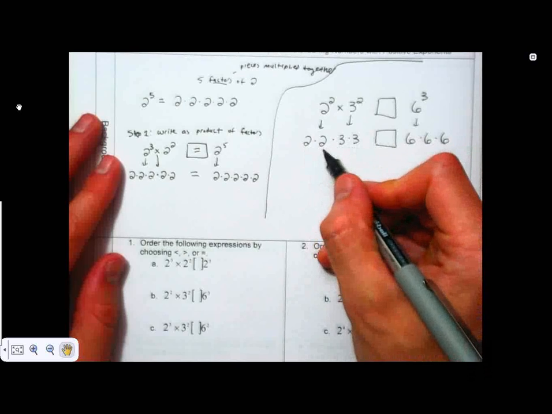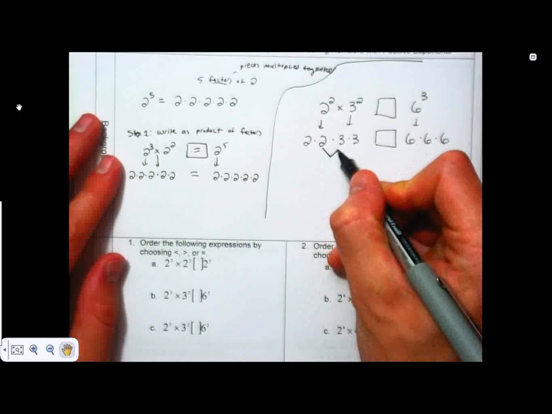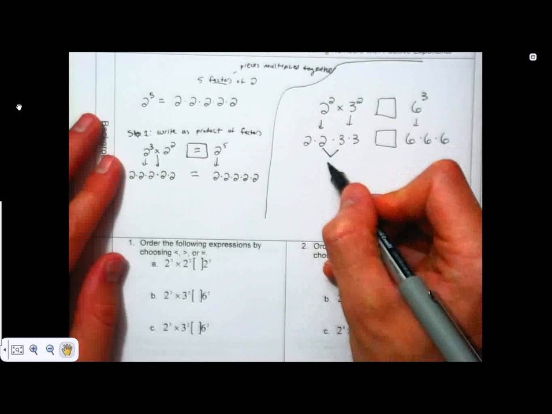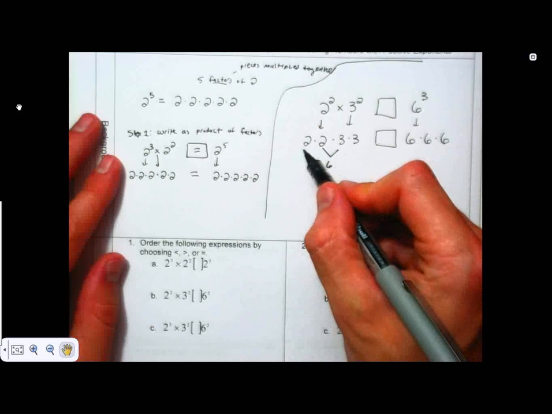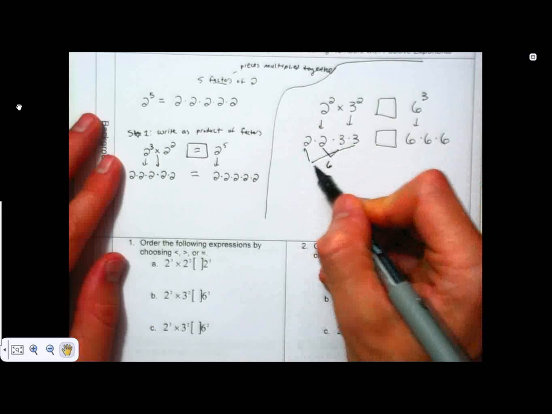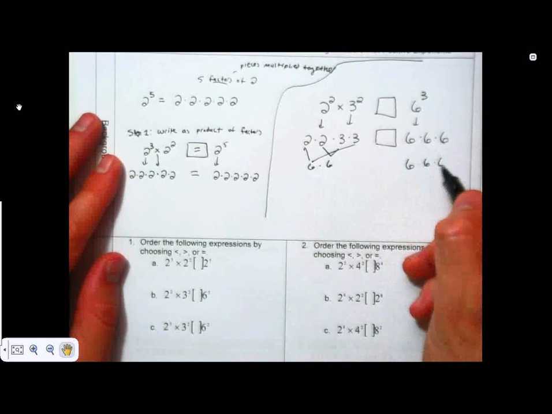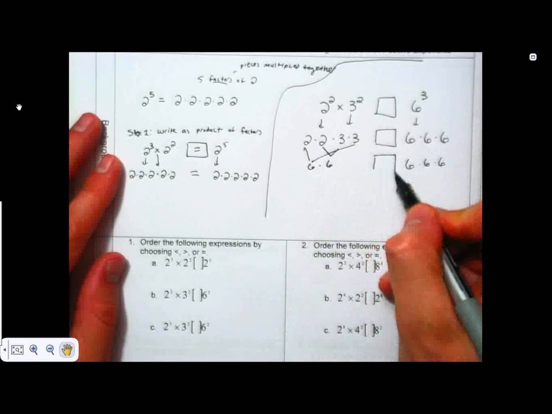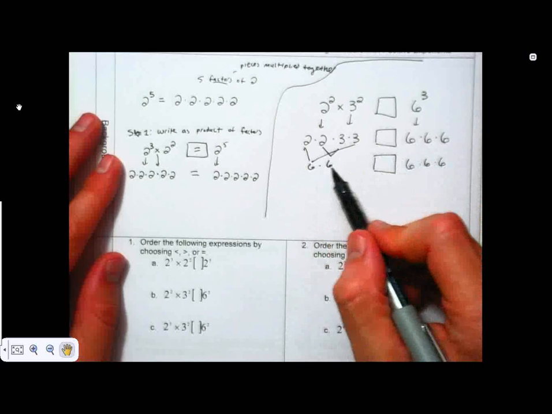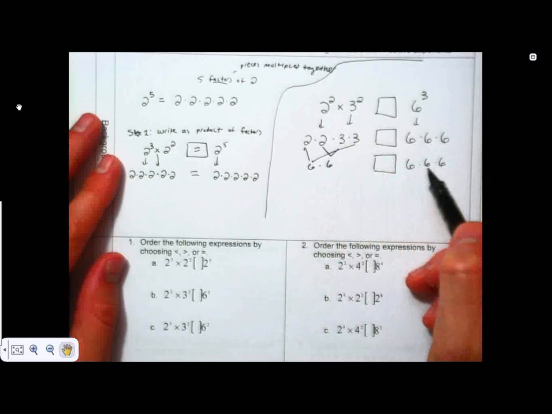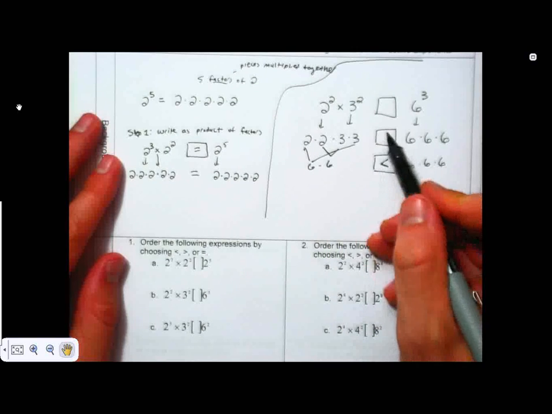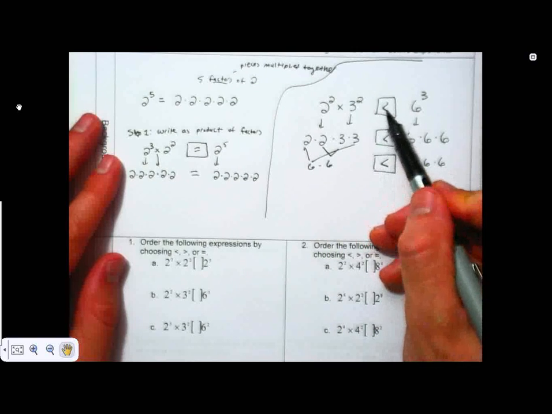So what I know is that if I multiply a 2 and a 3, that gives me a 6. If I multiply the second 2 and 3, that's going to give me another 6. And so comparing the two sides, I can see that I've got only 2 6's on the left-hand side while I have 3 6's on the right-hand side. So that means the right-hand side is bigger.